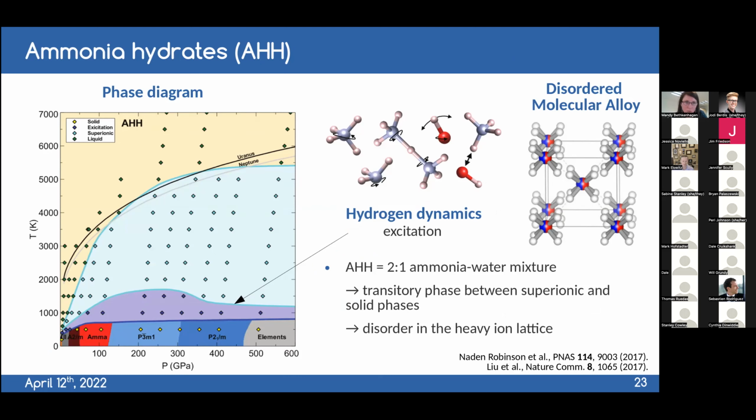Okay, so one thing I didn't mention on the plot before, but you can also then study other mixtures. So for example, here I'm showing an ammonia hydrate. It's ammonia hemihydrate, so I just say AHH for short. And this is a 2-to-1 ammonia-water mixture. And this has even more interesting phase behavior. So for example, here in this region, it has this exotic regime where you can get all kinds of different atomic motions, which is, again, in between a solid and superionic.